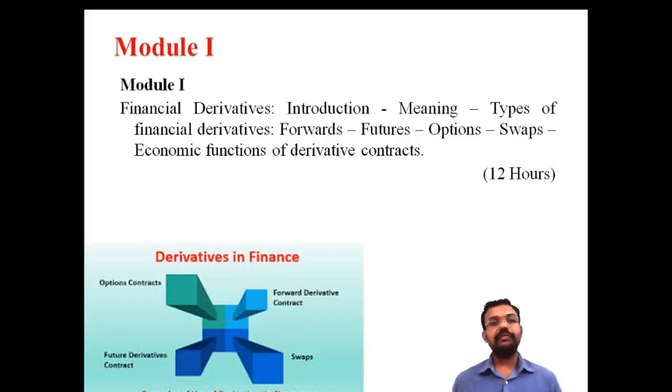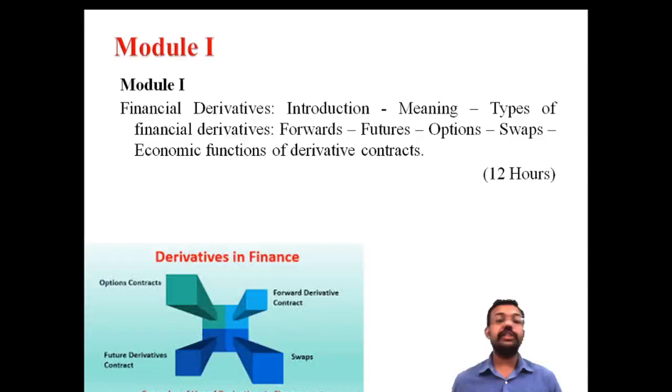In the first module we discuss the introduction and meaning of financial derivatives, then the types of financial derivatives. Basically there are 4 categories of derivatives: forward, future, option and swap. These are the 4 important categories used in transactions. And what are the economic functions of derivative contracts?